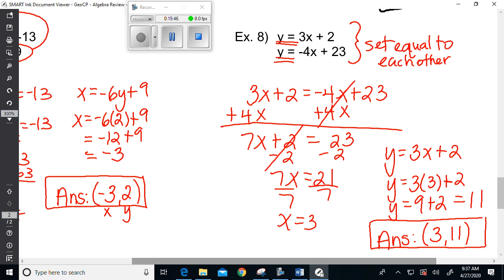So in essence, that's what substitution is made of. Substitution is when you are taking two equations in which one of them is already set up for you, x equals or y equals, plug it in, work out the rest of the problem, and then find the two variables. So you're plugging one equation into the other.